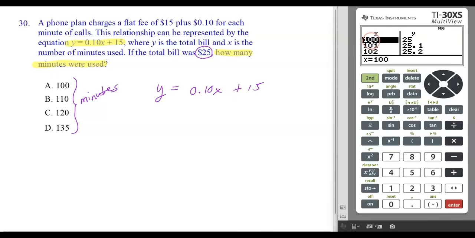Now my table starts at 100. Well, pretty much done. When I look at the table, 100 minutes, right here. What's the output value? $25, which is what I want. So A is my answer.